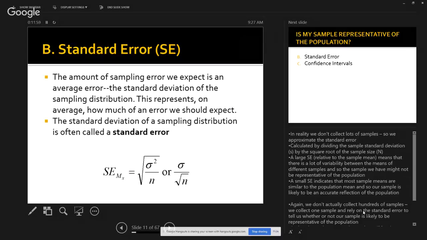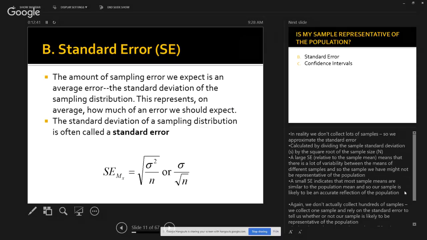Standard error is the amount of sampling error that we expect. We're not really collecting all these samples. We approximate to see how our mean is fitting with the population mu by looking at the standard error. Standard error is calculated by dividing the sample standard deviation by the square root of n, the sample size. If you have a large standard error, it means there could be a lot of variability in the means if you had actually collected a whole bunch of samples.